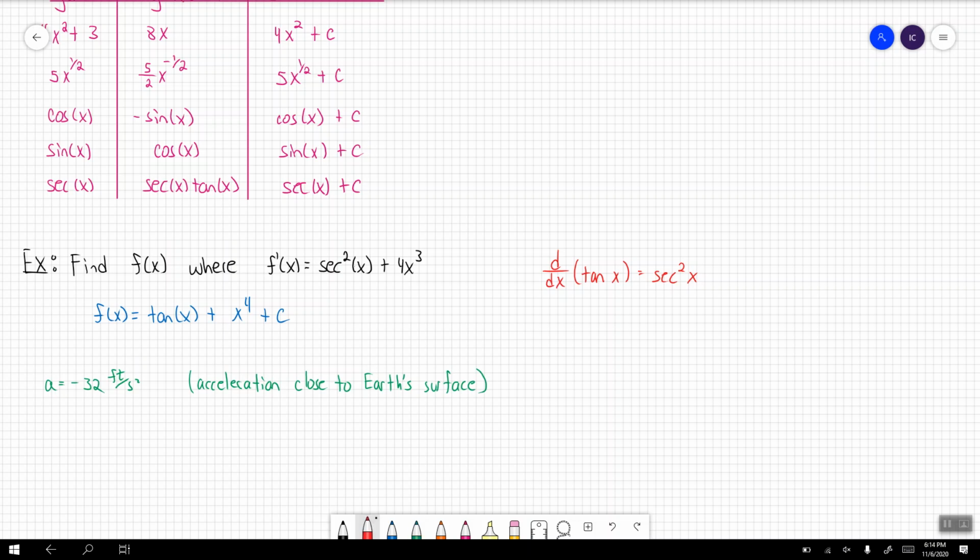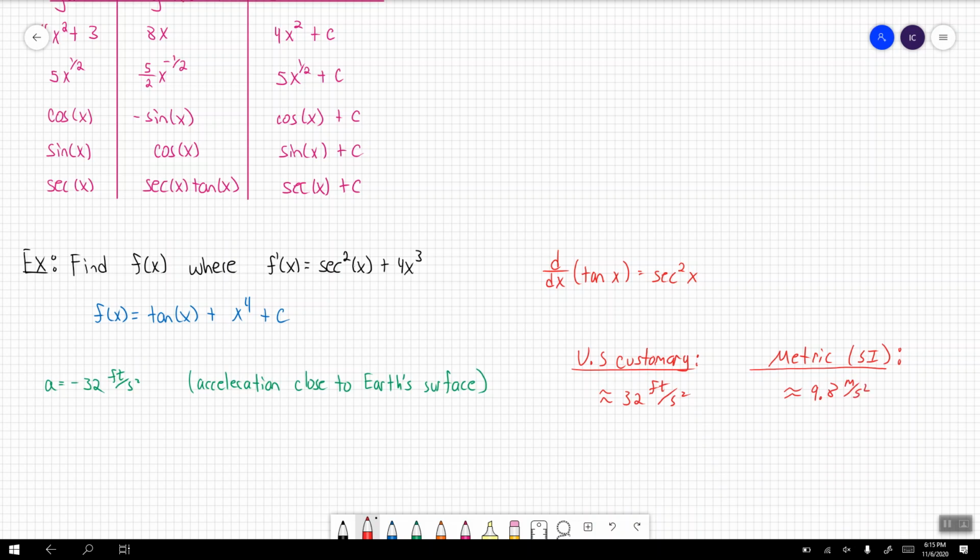Now, acceleration has different versions. We can use the US customary version of acceleration, which is approximately 32 feet per second squared. Or we can use the metric system, otherwise known as SI units, System International Units. And this approximation for the metric system is going to be 9.8 meters per second squared.